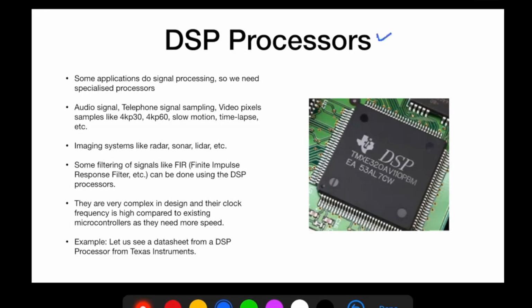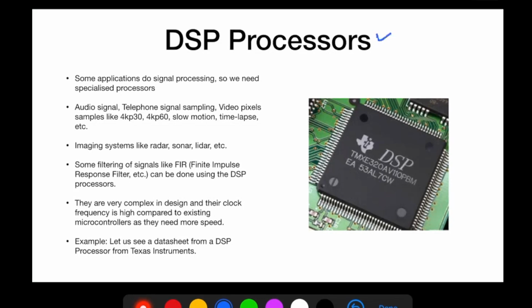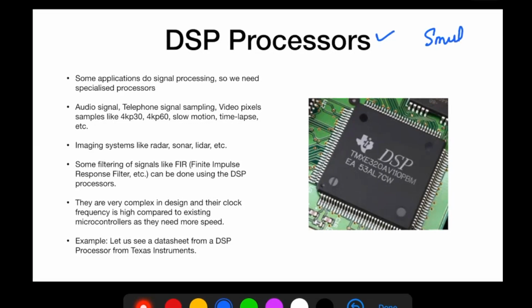Next thing is the DSP processor. Why do we need it? Many applications do signal processing. Has anybody used an app called Smule or Star Maker?